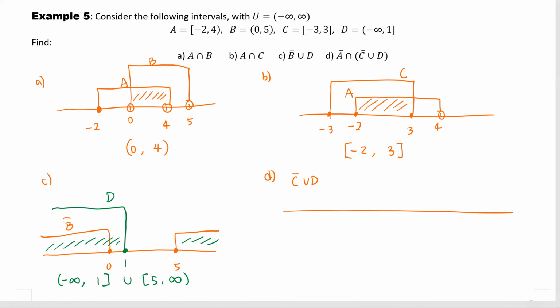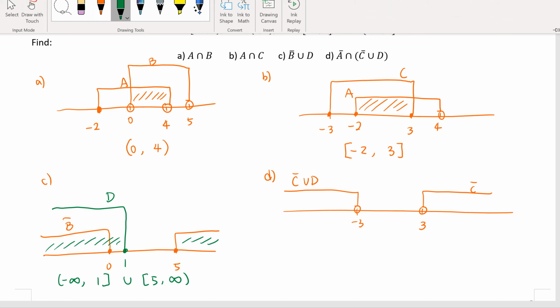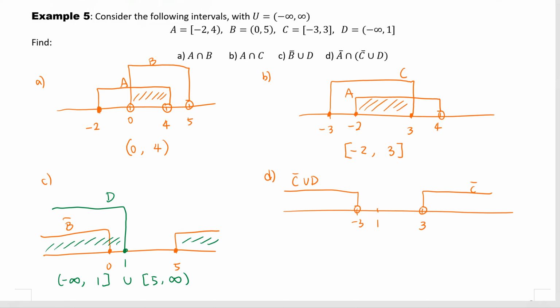So that is not in C. So C is -3 to 3, and not in C is outside of it. And because C includes the endpoints, the C complement will exclude the endpoints. Okay, so this is C complement. And D, what is D? Well, D is -infinity to 1. So let me change to a different color here. Okay.